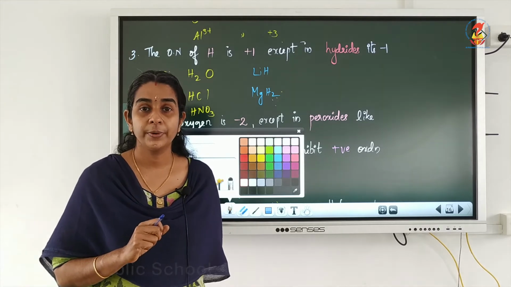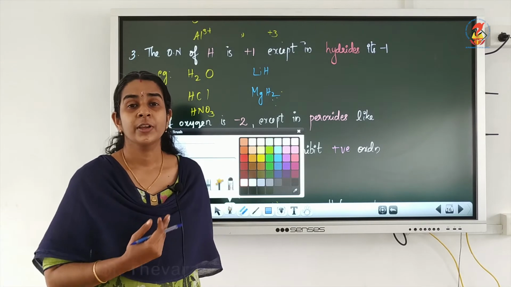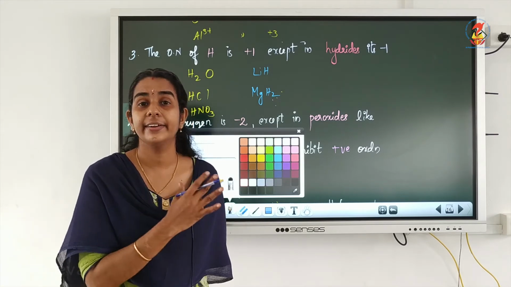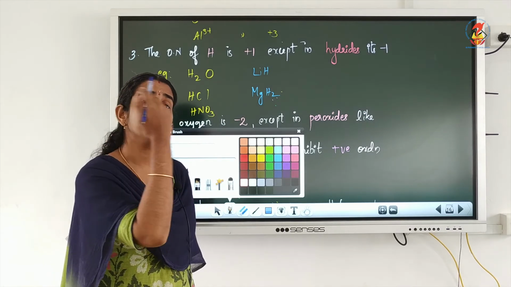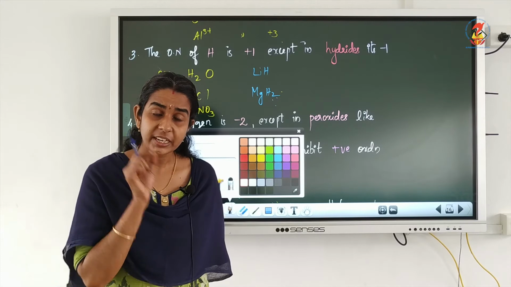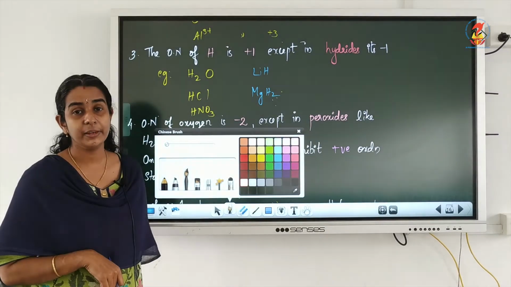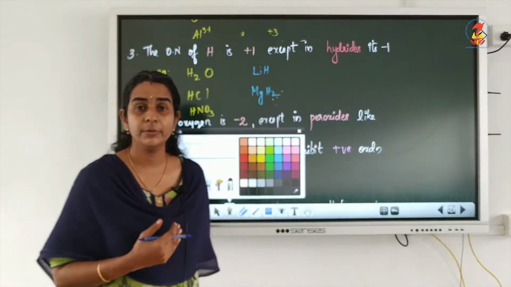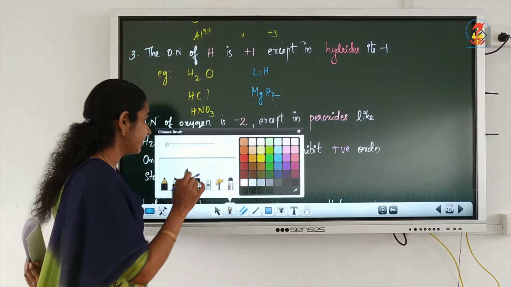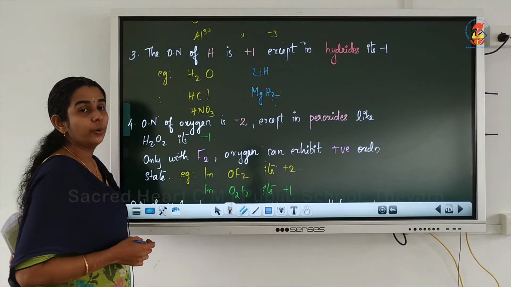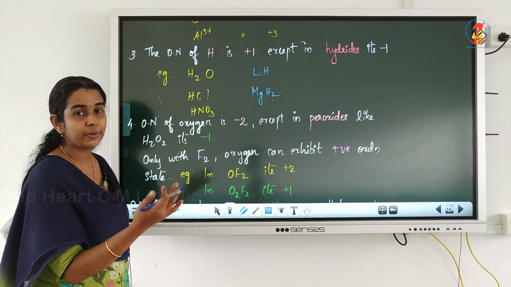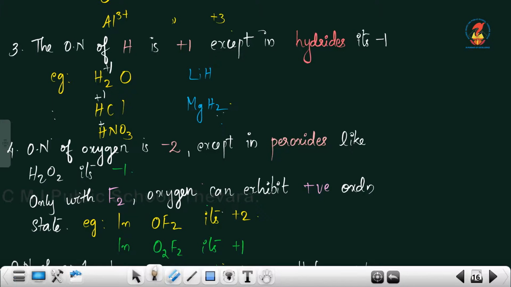Just check the formula of the compound. If hydrogen is coming on the extreme right of the formula, that will be a hydride, and in that compound the hydrogen oxidation state will be -1. In all other compounds hydrogen will be in the +1 oxidation state. So here, for example, in H2O, hydrogen is on the left-hand side, not on the extreme right. So here hydrogen is +1, in HNO3 also it is +1, but in LiH hydrogen is coming on the right-hand side, so it will be -1. It is lithium hydride only. In MgH2 also, the oxidation number of hydrogen will be -1.